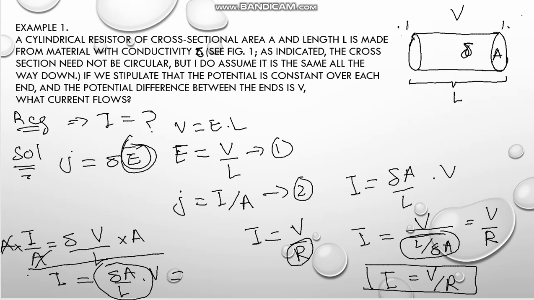We can say this much current flows, but this is simply V divided by R, so we can use this relation, and hence we can prove this relation in this way. Now let's have a look at the second example.